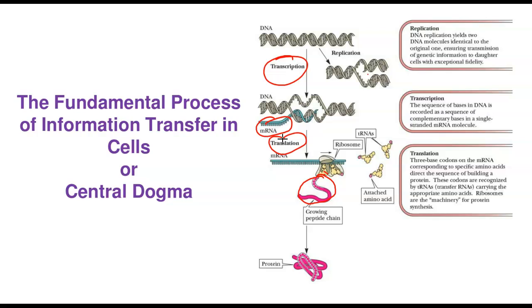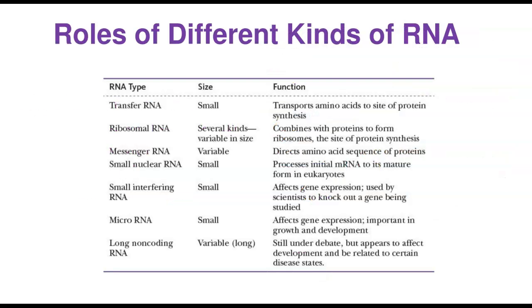And this is why we call nucleic acid the informational blueprint of every organism. Now, there are different types of RNA we're going to talk about. We're going to talk about the most important ones and other ones that are not usually mentioned. So, here are the roles of different kinds of RNA.